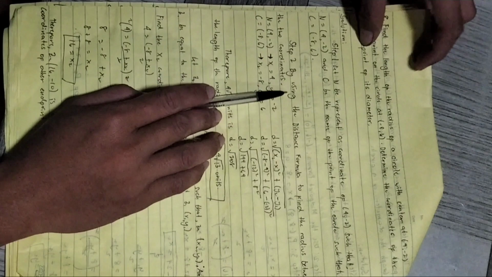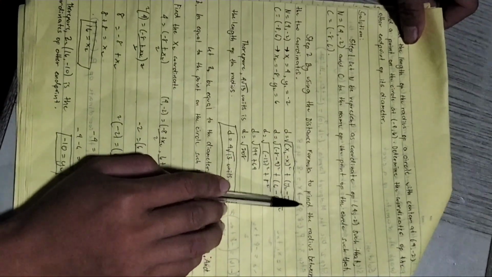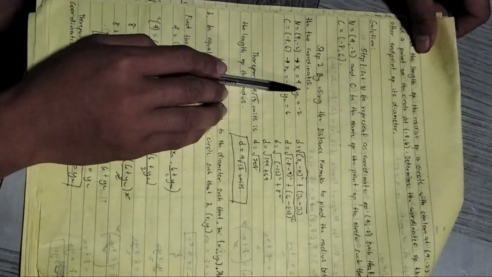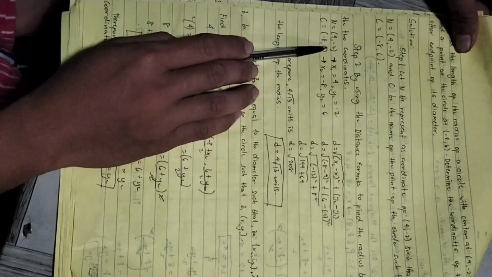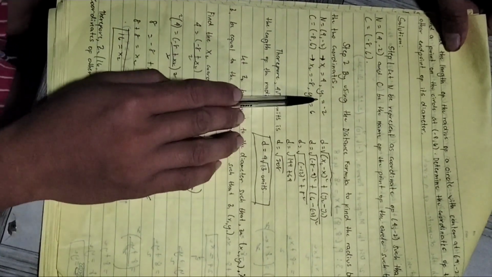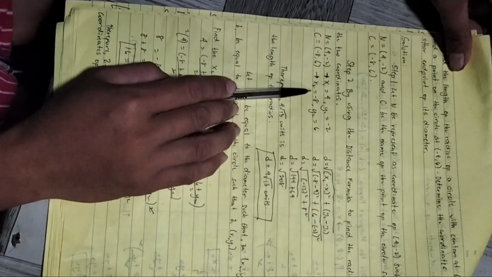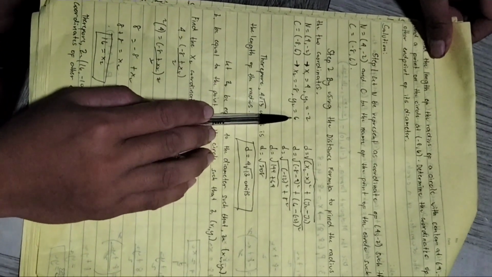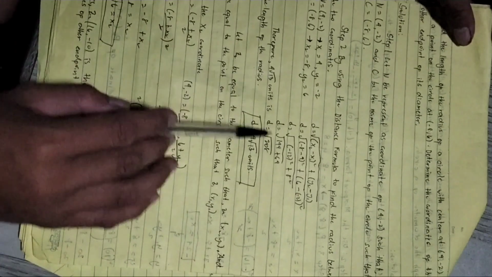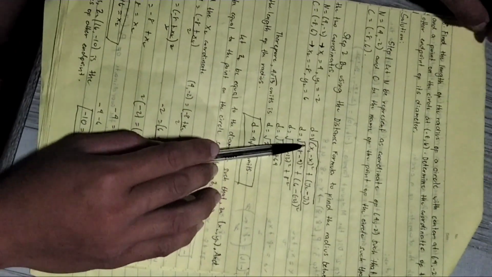Step 2. By using the distance formula to find the radius between the two coordinates, N is equal to 4 and negative 2, and x sub 1 is 4 and y sub 1 is negative 2, and C is negative 8 and 6, x sub 2 is negative 8 and y sub 2 is positive 6. So this is the distance formula.